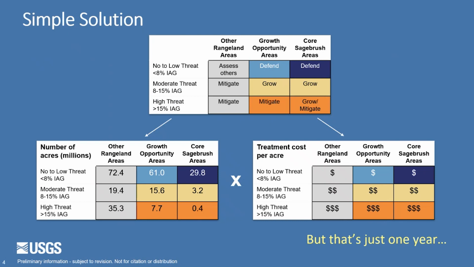So the simple way of putting a price tag on this would just say, well, how many acres under each of these categories are there? What do those cost per acre? And just calculate it all out.